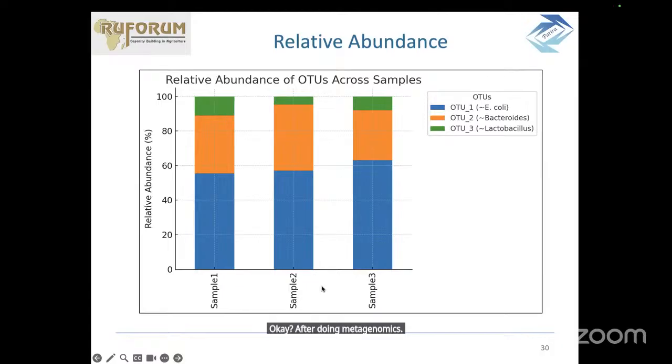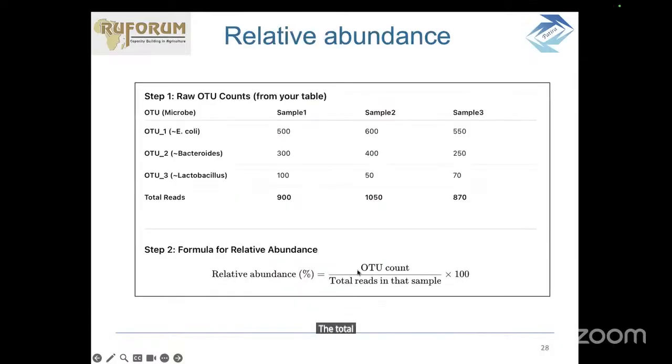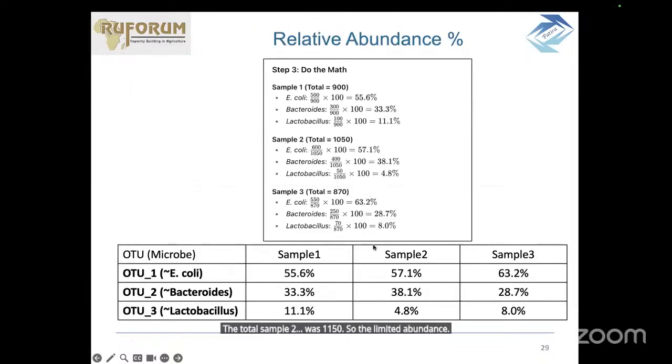Now we go to sample 2. The total of sample 2 was 1,050. So the relative abundance for E. coli is 600 divided by 1,050 times 100. Bacteroides is 400 divided by the total times 100. Lactobacillus is the same. In sample 3, the same.